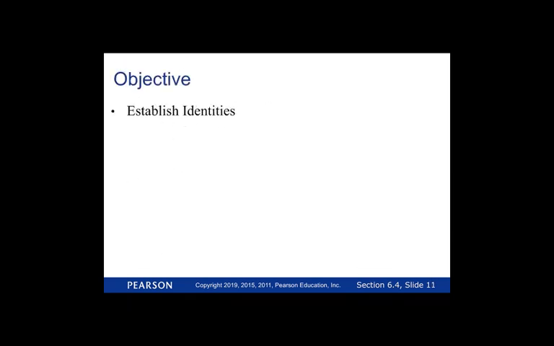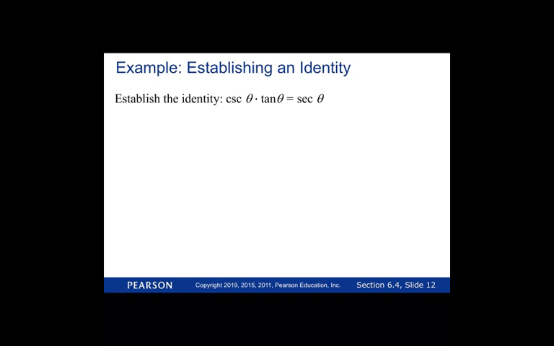So now we want to look at establishing some identities. We're going to establish this identity. We have cosecant theta times tan of theta, and we want to show that that equals secant theta. Okay. I'm actually going to go back to my other... I've been using... just show that it's true, right? Yeah, essentially.